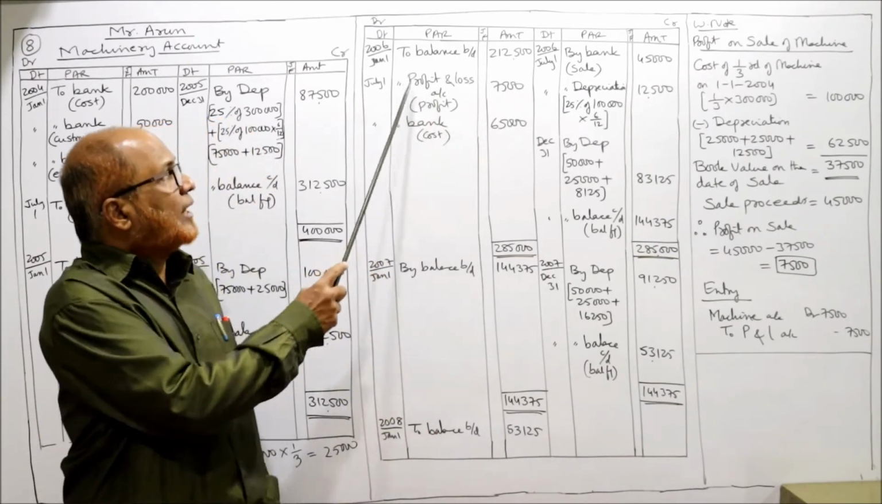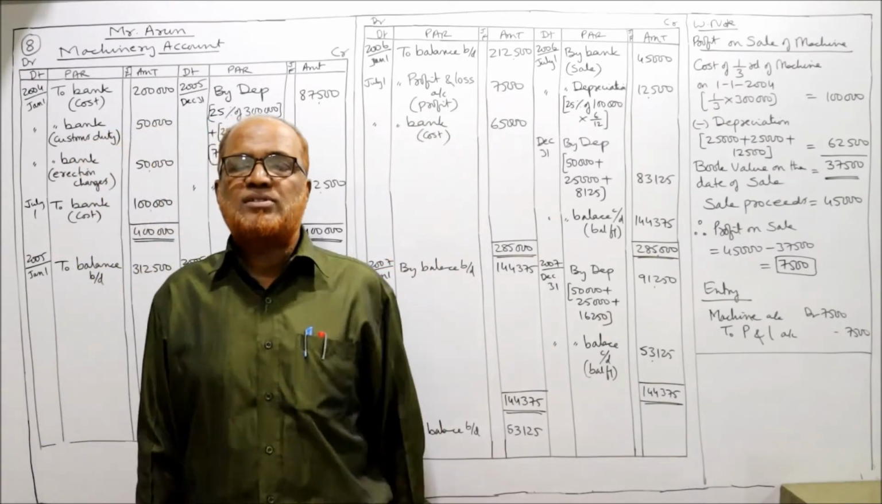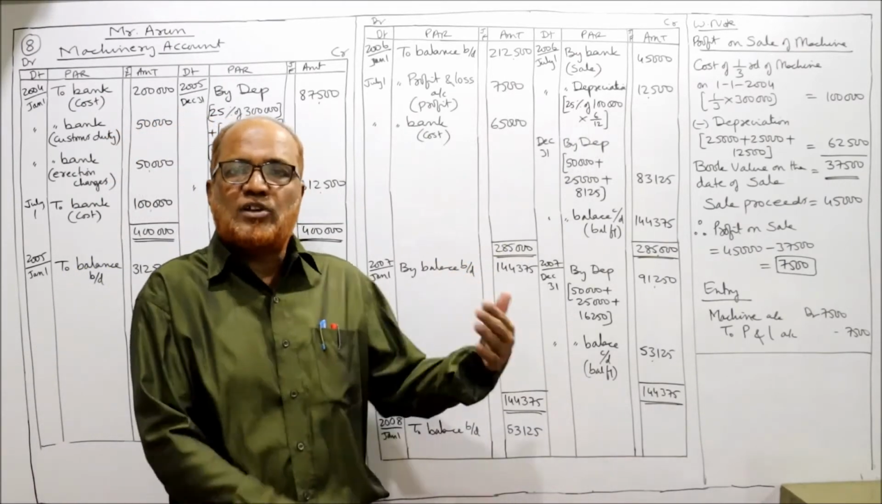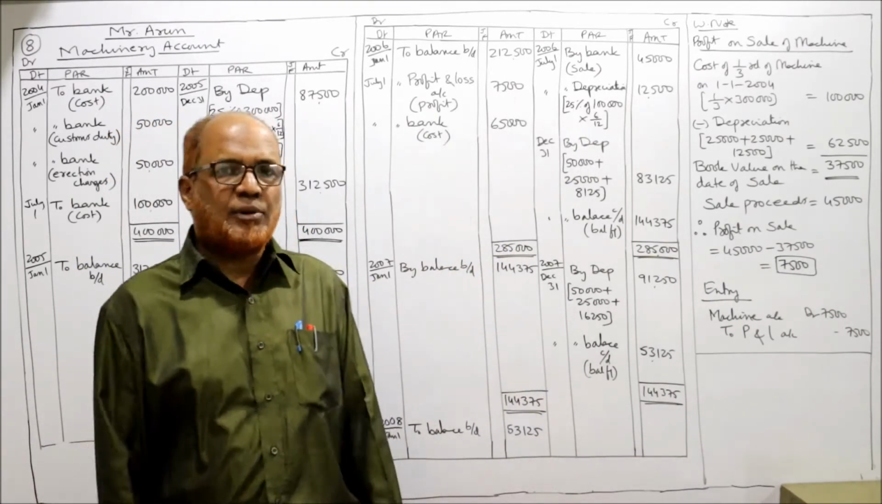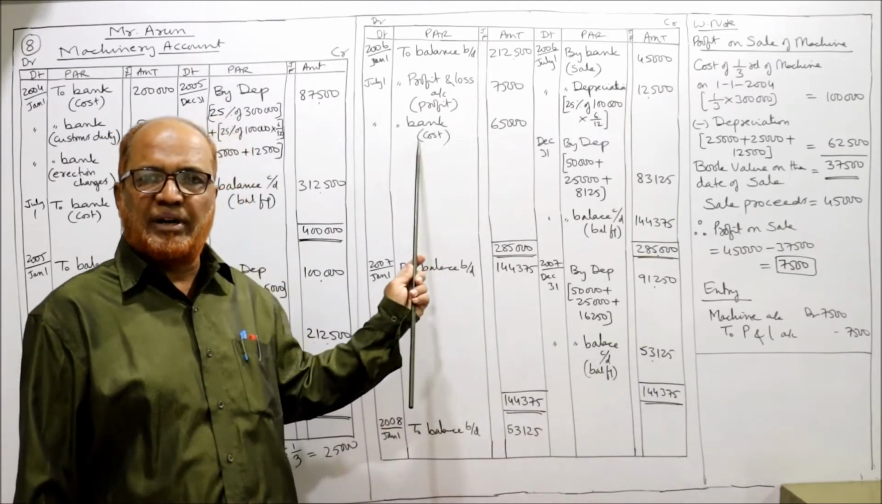So on the debit side, you write to profit and loss account, profit 7,500. In previous problems we have seen we were getting losses. The loss will be taken on the credit side. Profit will be taken on the debit side, because the entry is machine account debtor to profit and loss account. Machine account should be debited.